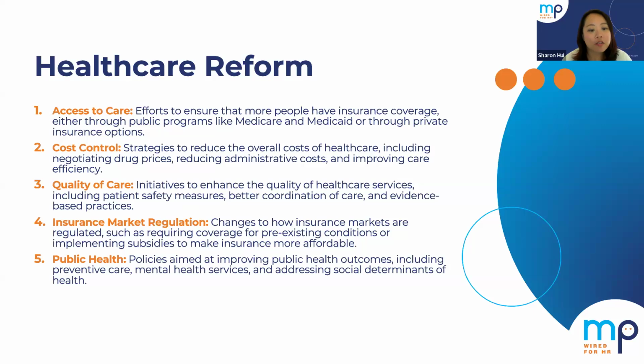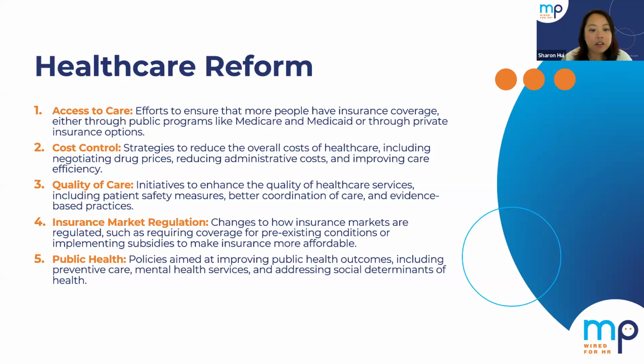And then there's cost control. This is the strategy to reduce the overall cost of healthcare, including negotiating drug prices, reducing administrative costs, and improving care efficiency. Things such as flexible spending accounts or health reimbursement accounts, which are Section 125 pre-tax deductions, can help offset some of the rising costs of healthcare.